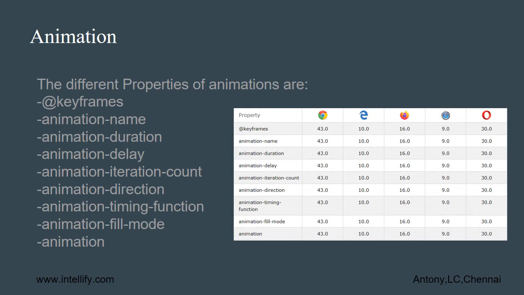Keyframes, animation name, animation duration, animation delay, animation iteration count, animation direction, animation timing function, animation fill mode, and also animation. The different properties are supported differently in different browsers such as Chrome, Internet Explorer, Mozilla Firefox, Safari, and Opera.